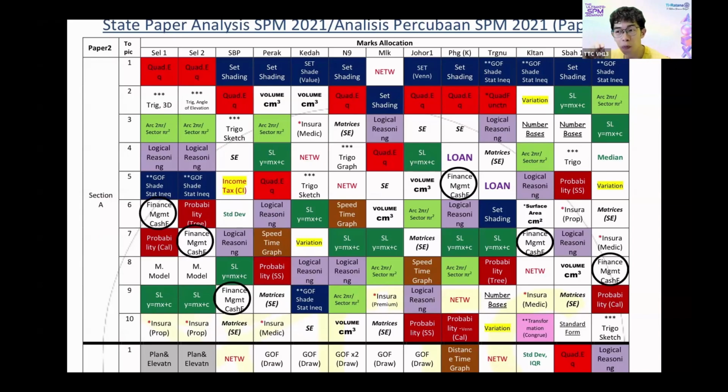If you are super weak students, listen carefully. Don't touch MRSM SBP paper. Don't touch MRSM SBP paper. You touch state paper, any state question is okay, but don't touch SBP and MRSM. But if you are super good, just now a few students said, teacher, my aim is A+. You want something harder. Doing state paper doesn't satisfy you anymore.